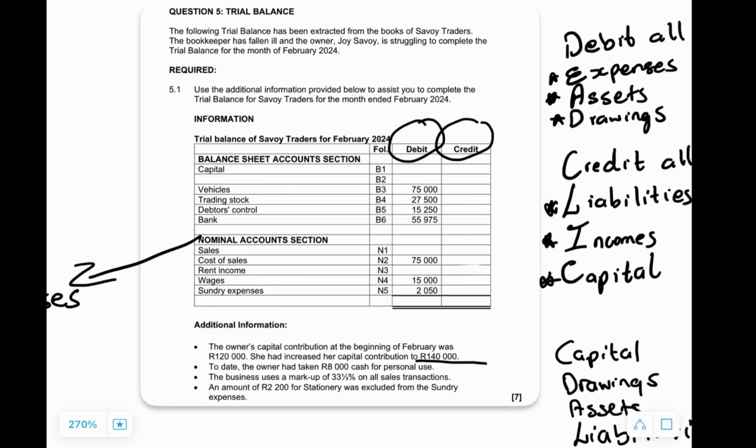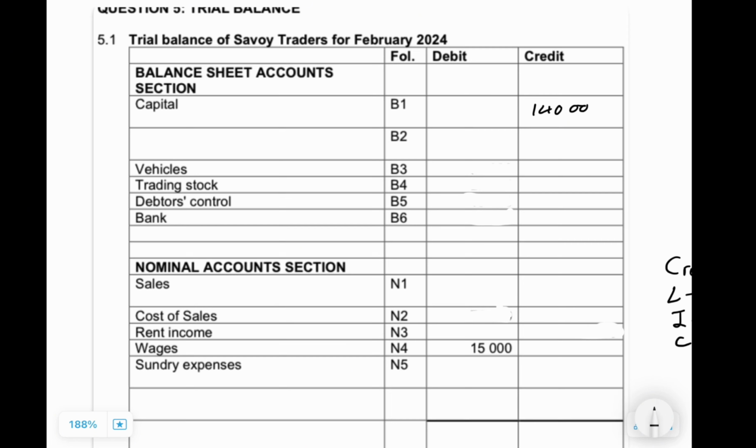The second additional information says, to date, the owner had taken 8,000 cash for personal use. Whenever you see the term personal use, just know that it is drawings, because drawings refer to any amount or stock that the owner would take for personal use. In the trial balance that has been given to us, we don't have any drawings amount. So we have to go to our trial balance in the answer sheet and add our drawings. Just underneath our capital, you would add your drawings.